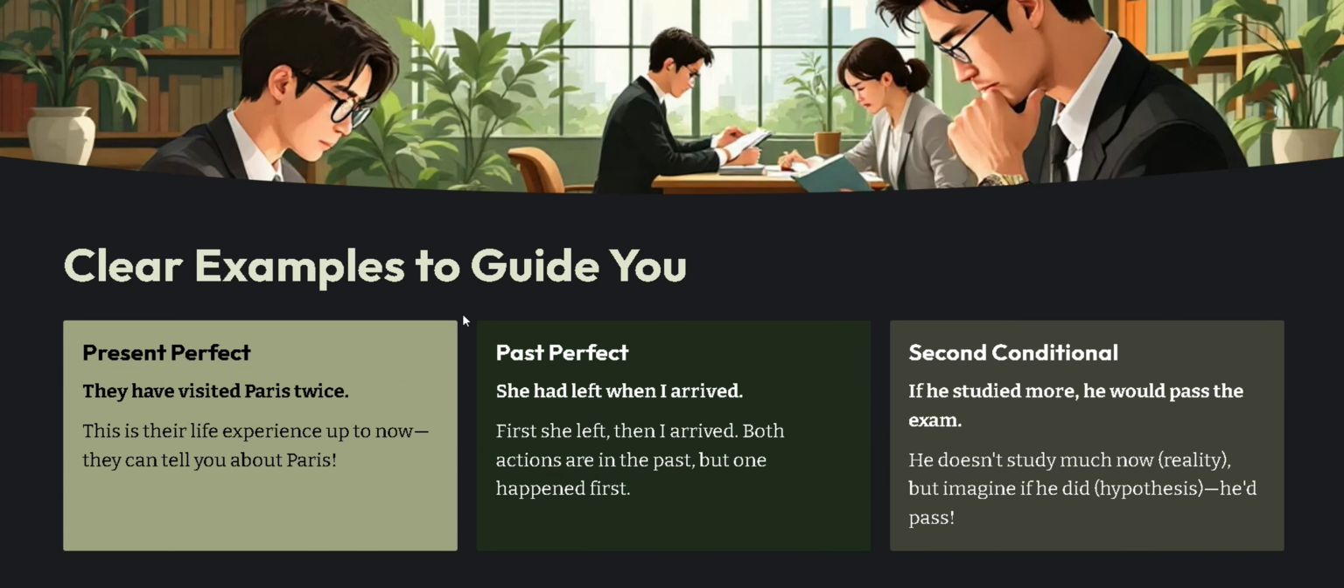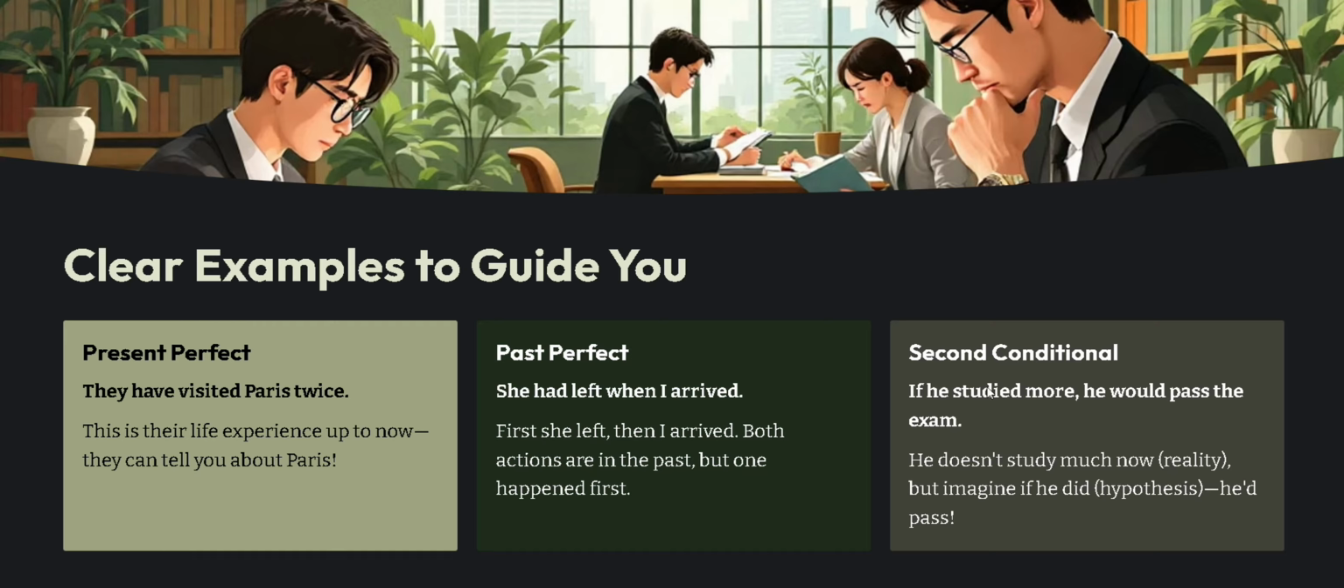Here are some clear examples to guide you. Present perfect. They have visited Paris twice. Ellos han visitado París 2 veces. This is their life experience. Up to now, they can tell you about Paris because they have visited Paris twice. Past perfect. She had left when I arrived. First, as you can see, she had left, ella se había ido, when I arrived. We are achieving the condition that is to have two sentences. So both actions are in the past, but one happened first.